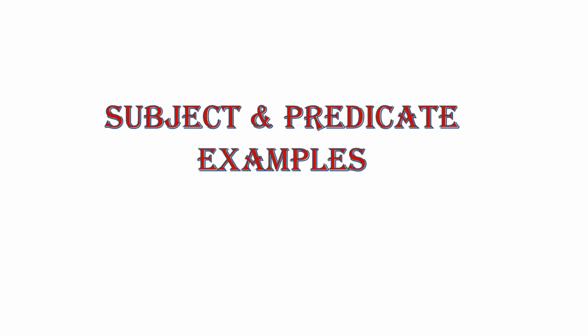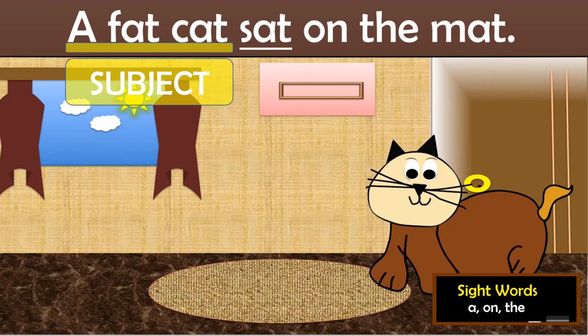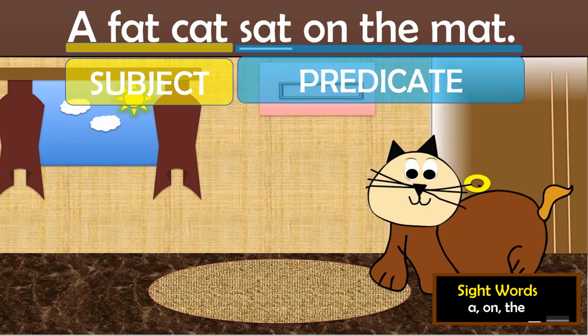Now we will study the subject and predicate in more detail with a few examples. A fat cat sat on the mat. In this sentence, we are talking about a fat cat. Therefore, a fat cat becomes the subject. What is the fat cat doing? It sat on the mat. This is the predicate. Note that the verb is sat.